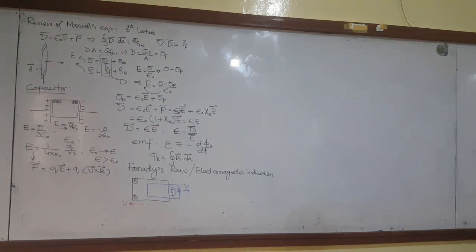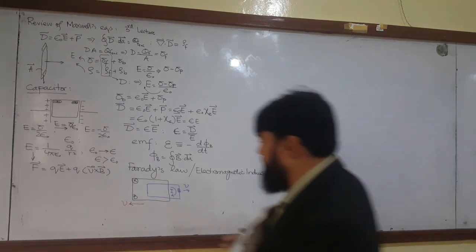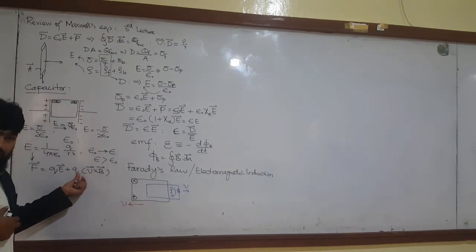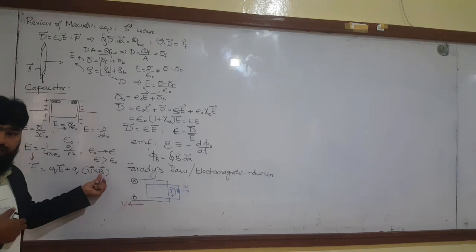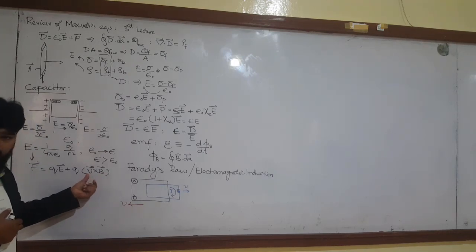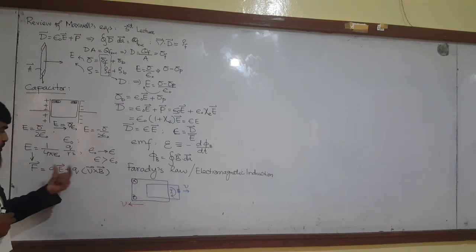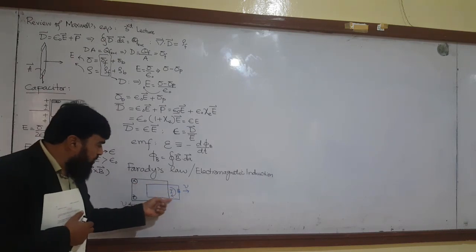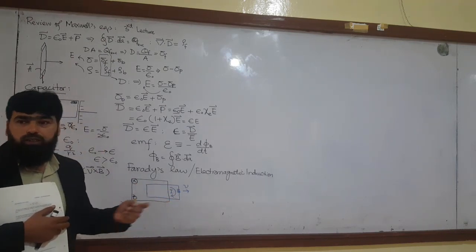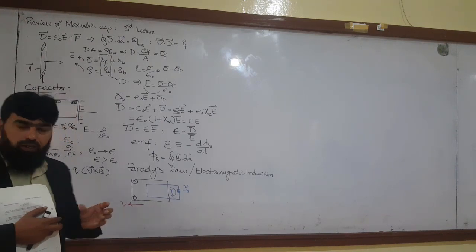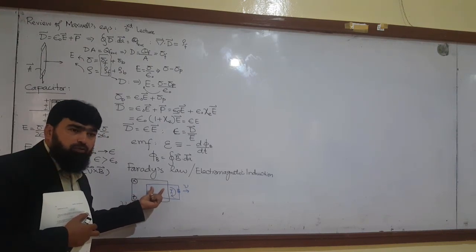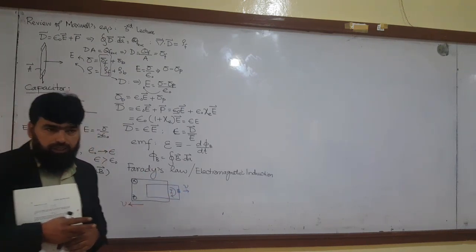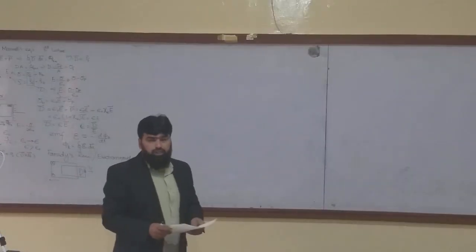From where is that force coming? From the Lorentz force here. Whenever you move a charged particle in the presence of a magnetic field, it will experience a magnetic force. I am moving it, so it will experience a magnetic force. So the responsible thing here was the magnetic force, which actually produced current here. Got it?